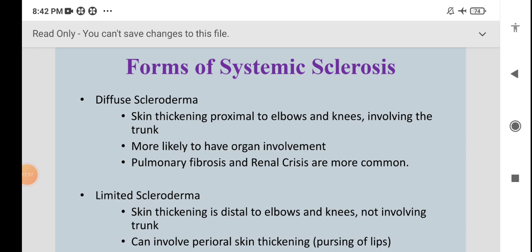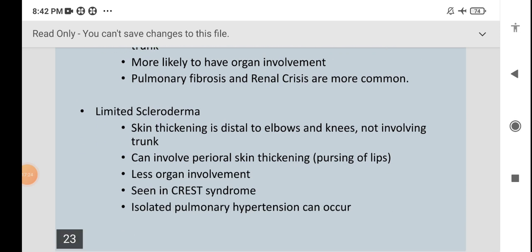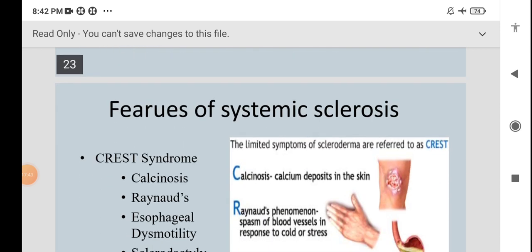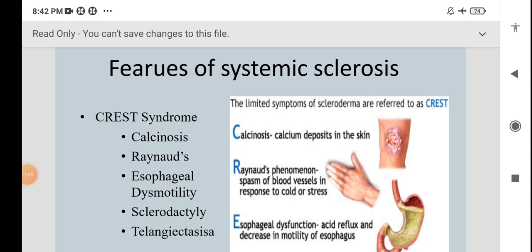Limited scleroderma, skin thickening is distal to elbows and knees not involving trunk, can involve perioral skin thickening, puckering of the lips, that is the puckering of the lips. Less organ involvement seen in CREST syndrome. Isolated pulmonary hypertension may also be seen. So some spelling mistakes there.